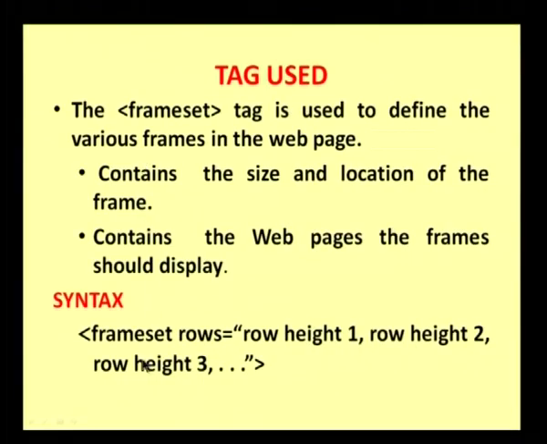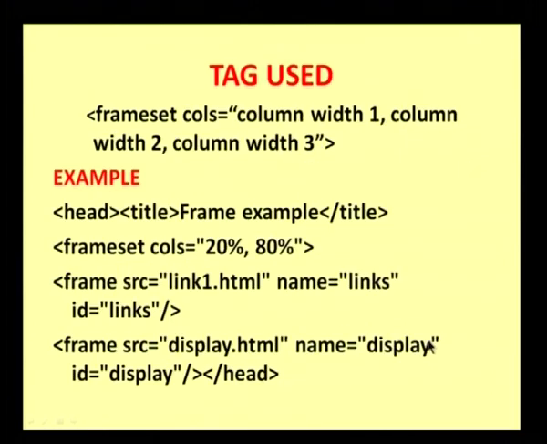The frameset tag syntax is frameset rows equals row height. This rows is an attribute for frameset. We can have more than one row in our web page, or more than one column in our web page. To divide the web pages into frames, we can divide column wise or row wise, but we have to specify the width and height of the rows and columns. For example, this is an HTML frame where we have divided a web page into two parts, the first part 20% and the second part 80%.